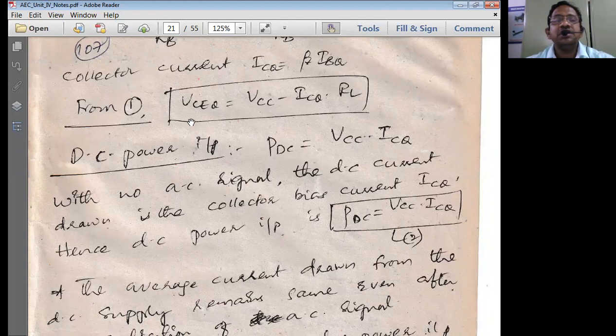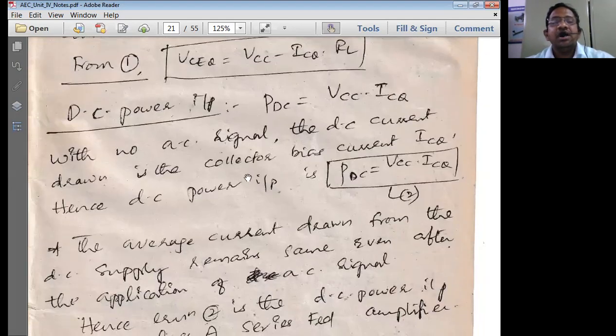Now, what about VCEQ from the output circuit? We can simply say VCE is equal to VCC minus ICQ RL. So when you write this equation, that output circuit should come to your brain. That means in the output circuit, we have VCC, we have the load resistance RL, then we have collector terminal, then it is connected to ground. So if you apply KVL to that loop, we can simply get VCEQ as something like this.